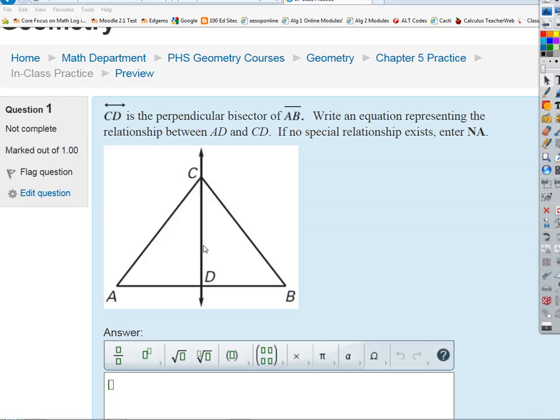So is there a need to go through all that? I mean, I can just look at that and say, yeah, you probably can, right? It might even look like, what if C were right there, so it looked like they were congruent? That's just an accident, right? Because there's no inherent connection between AD and CD, right? So that answer would be NA. Does that make sense? There is no relationship there. Okay?